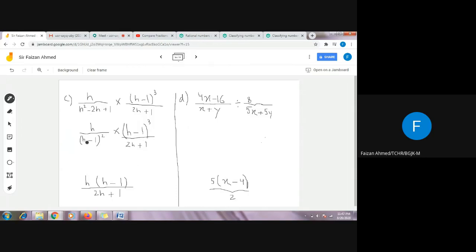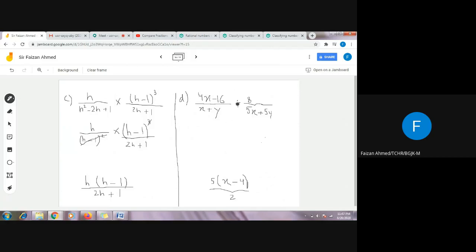So I have applied the identity directly, and I have written h minus 1 whole square, and now this h minus 1 whole square will be completely cancelled out with the h minus 1 whole cube, so I will just cancel out this power. 1 will be the remaining in the numerator, so the final answer will be h minus 1 upon 2h plus 1. There are 2 h minus 1 and there are 3 h minus 1, so 1 will be remaining in the numerator. Moving on to question D.